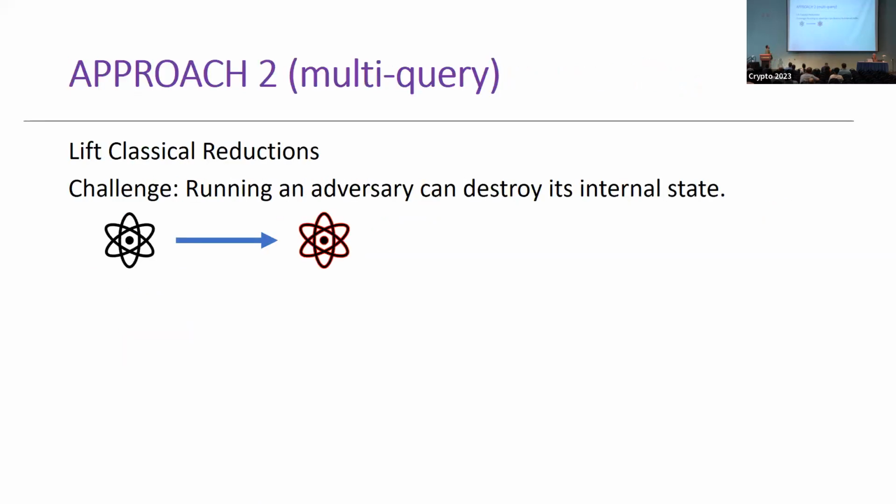Now on to the second approach. It's the case when the reduction for one party makes multiple queries to the inner adversary. Now, if you attended the previous session, you might remember that if you query a quantum algorithm, its internal state might be disturbed. And this means if you make additional queries, the success probability might be lower than before.